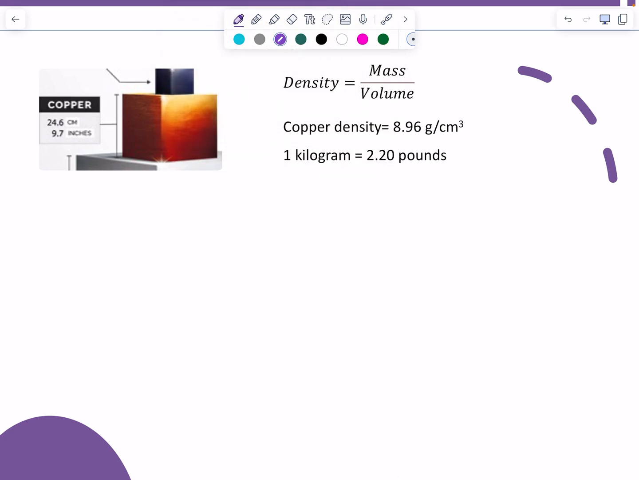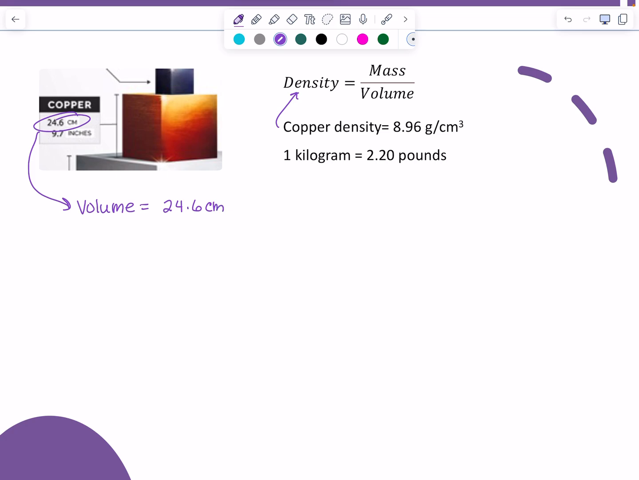All right, so the room has quieted a little bit. So I'm going to do the first step up here. Density is mass divided by volume. So we know the density, okay? And the volume we can get from the edge of that cube. So our volume is going to be what? 24.6 centimeters.